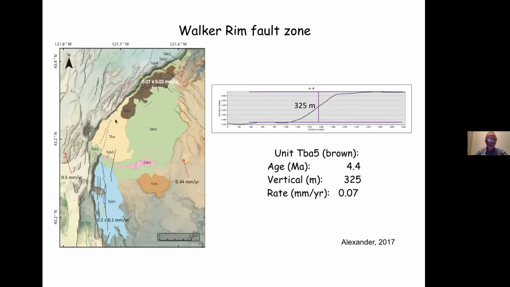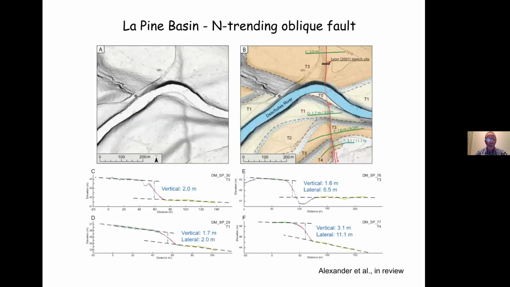The Walker Rim Fault Zone has a very clear topographic escarpment. It's a very typical Basin and Range-like fault in Oregon, in which there's hardly any tilt, but a fairly large vertical component of deformation. The vertical component here, the topographic relief, is a little over 300 meters. And the youngest unit offset in the hanging wall is a 4.4 million year old basalt. So here's a normal fault that has a very low slip rate of about 1/100th of a millimeter per year.